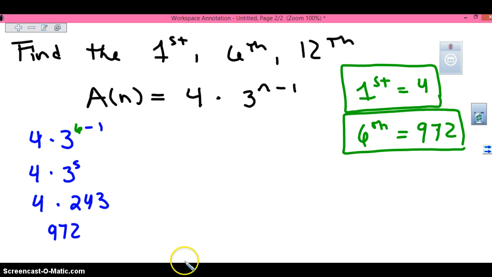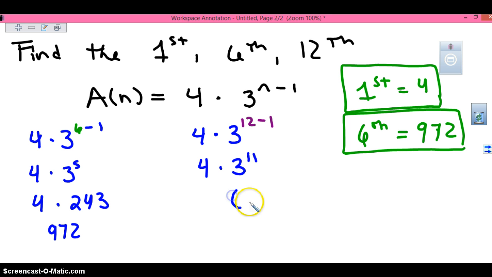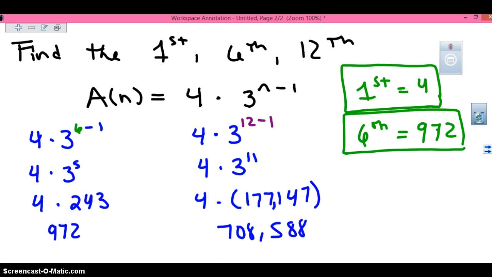What do we do different if we need to find the 12th term? So the only difference is we're using the exponent 12 minus 1. So that means 4 times 3 to the 11th power. That equals 177,147 times 4, which equals what? 708,588. And this will be the 12th term.